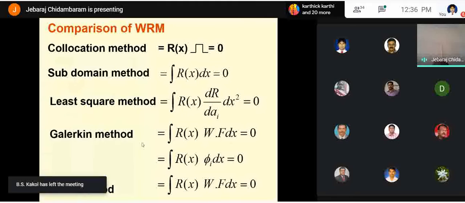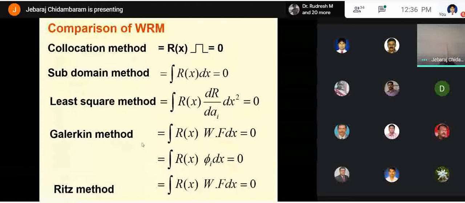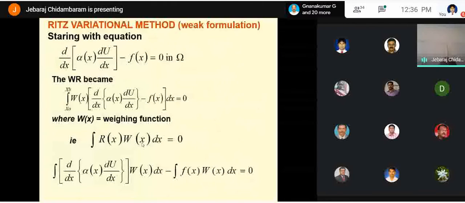Then somebody came and multiplied the residue with some function. He named it the weighting function, and he made the integral 0, which gives still better results. And the fifth method is this method. He also used the Galerkin method, but the integration procedure is different, and he got the best. And the finite element method is that Ritz method. Okay. We will do that.